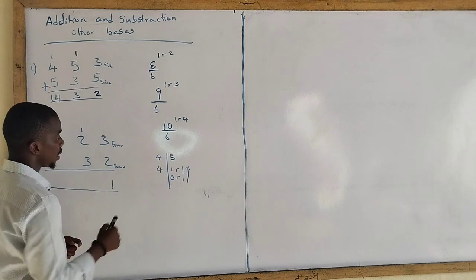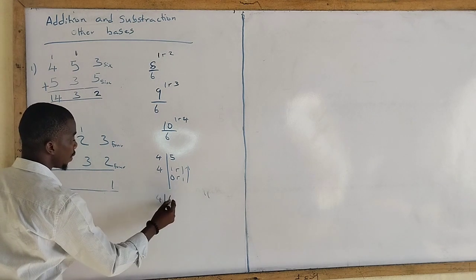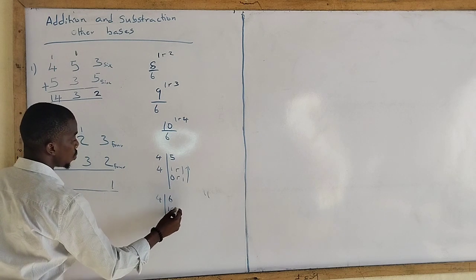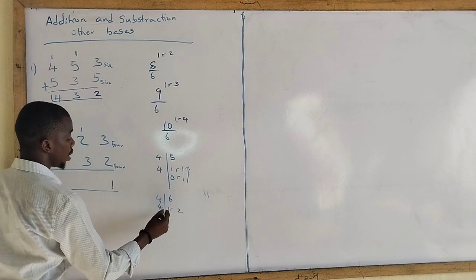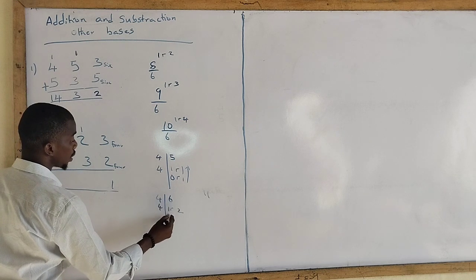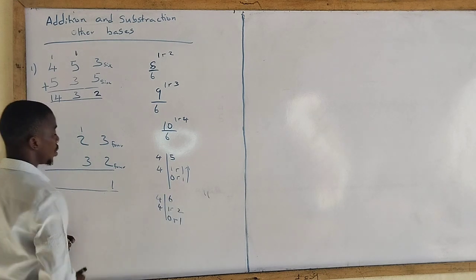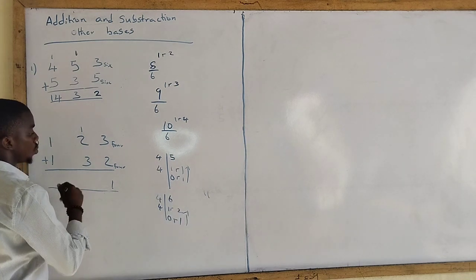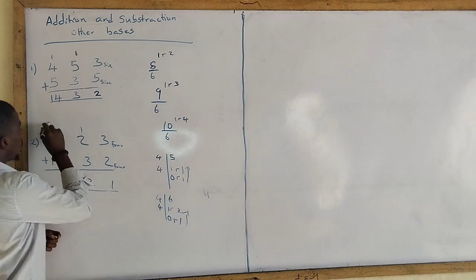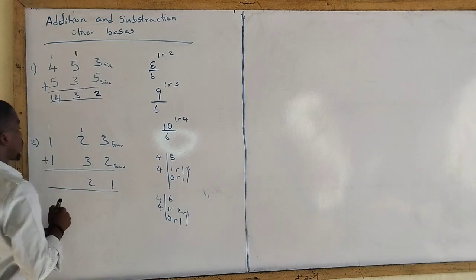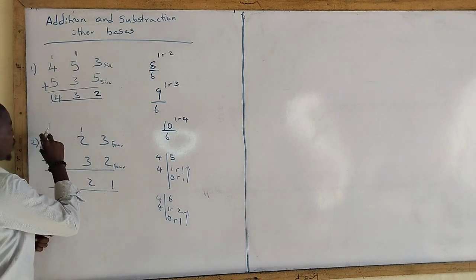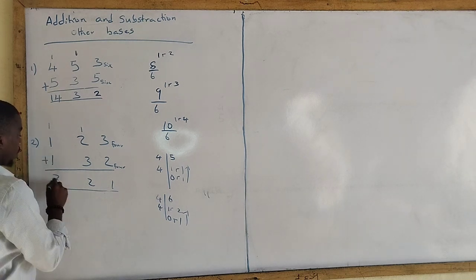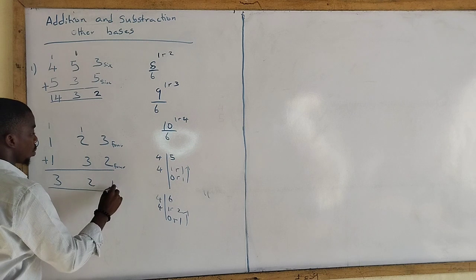Converting 6 in base 10 to base 4, we have 4 will go into 6 how many times? 1 time, remainder 2, and 4 will go into 1 0 times, remainder 1. So this is 12. So we write 2 and carry 1 over. All right, so we have 1 plus 1 plus 1 is equal to 3.